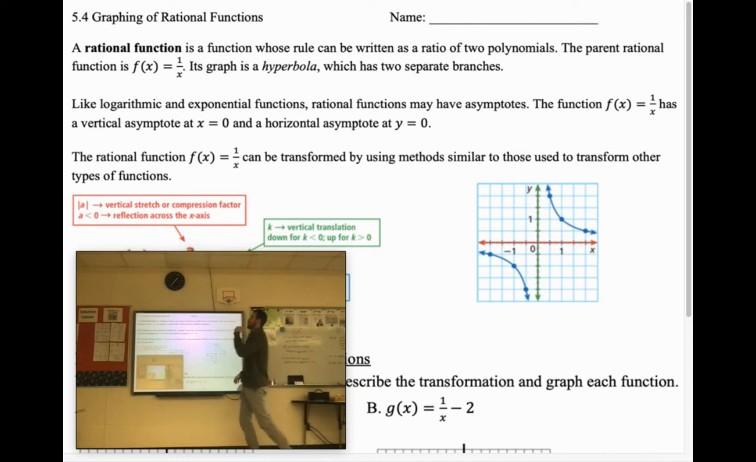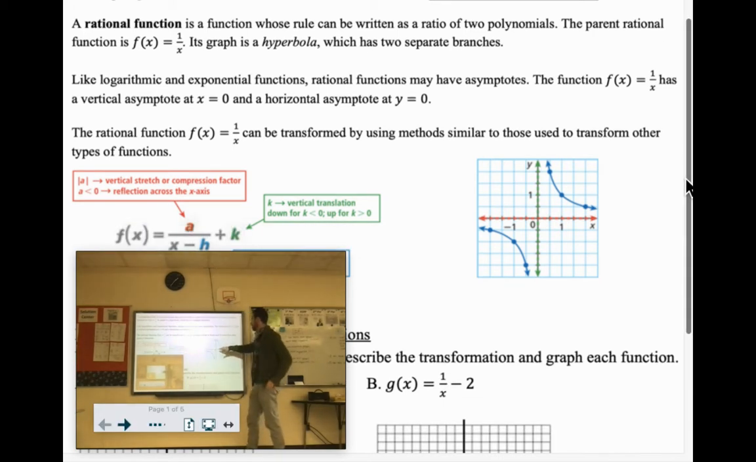So the rational function f of x, or y, equals 1 over x. That's your starting formula here. Here's what the graph of it looks like. If you look, there are dots at 1, 1 and negative 1, negative 1, and then it forms these curves.